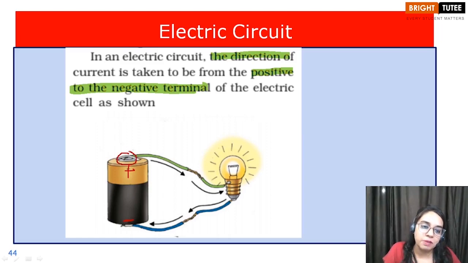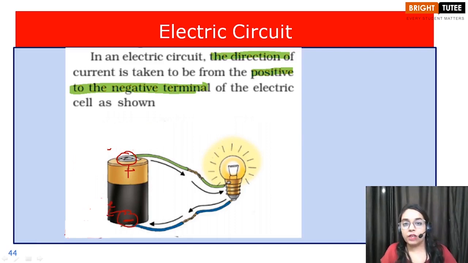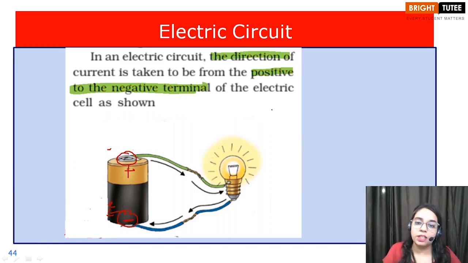This metal cap represents the positive terminal. Then, children, we have the other flat disc terminal, which is marked with a minus sign, and we call it a negative terminal. So, children, we consider the direction of current. We always take the conventional direction of current, which is taken to be from positive to negative.